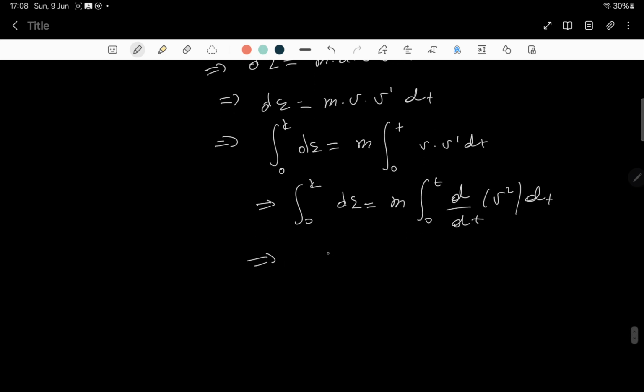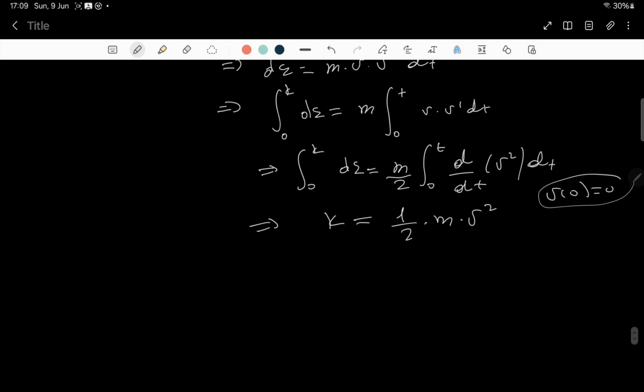The left hand side is just K, and also we have here a half in front of m. K equals a half times m times v squared, where we have taken that v0 is equal to 0. The initial condition of the velocity is equal to 0.